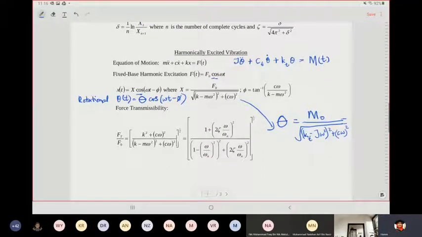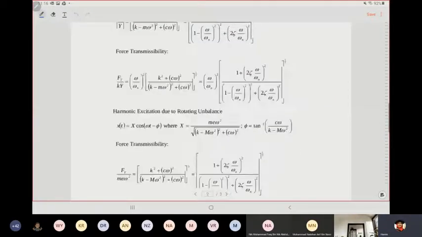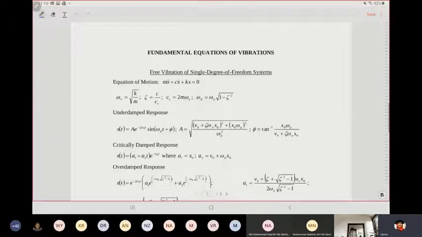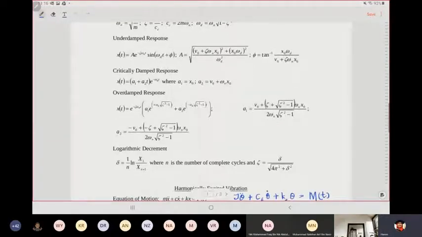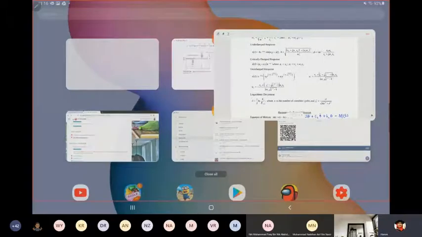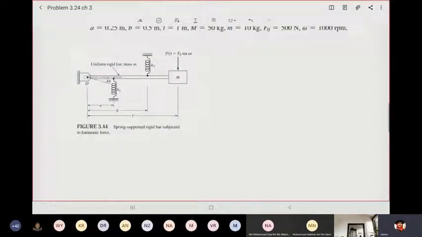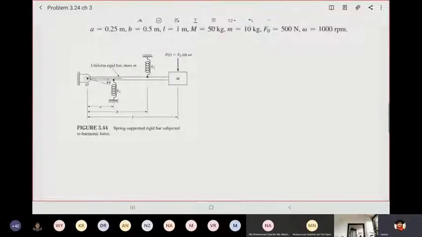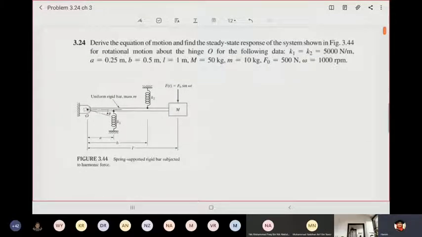For lecture 6 and 7, these are the main equations that you're going to use. The rest you're going to look at next week. Let me show you an example of lecture 6. How do we solve this problem? This is problem 3.24. You are asked to derive the equation of motion and find the steady state response of the system, as shown in the figure.